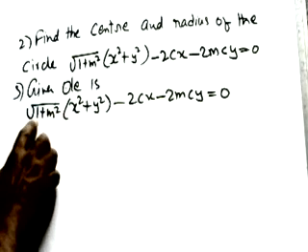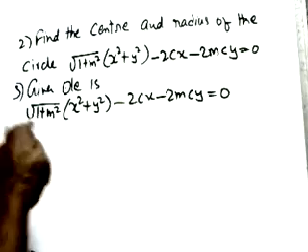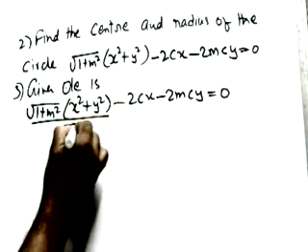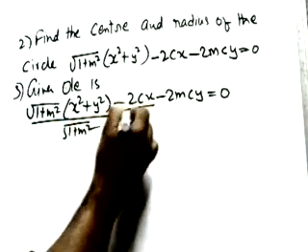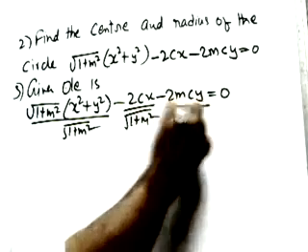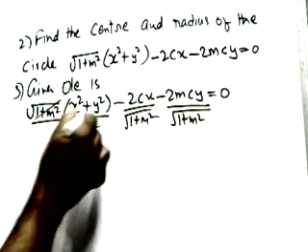So we have to change this. We should not have under root of 1 plus m square as the coefficient. To take it out, divide each term by under root of 1 plus m square.